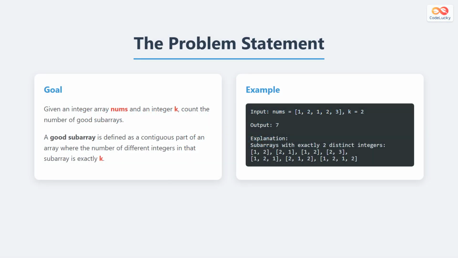Let's first understand the goal. We are given an array of integers and a number k, and we need to count how many contiguous subarrays contain exactly k unique numbers. For example, if our array is 1, 2, 1, 2, 3, and k is 2, we are looking for subarrays like [1, 2], [2, 1], or [1, 2, 1, 2]. All of these have exactly two distinct values.